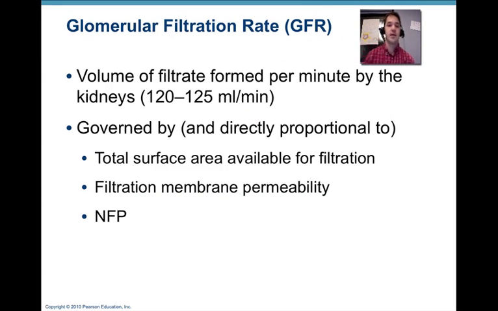Glomerular filtration rate. So this is the amount or volume of filtrate formed per minute by the kidneys. And it's a lot, 100 to 125 mils per minute. And it is definitely influenced by net filtration pressure and how permeable the membrane is. And also the surface area available for filtration.